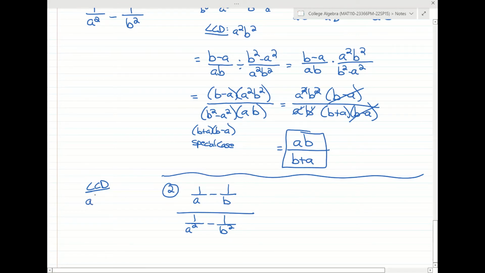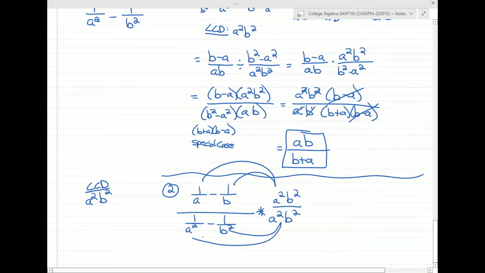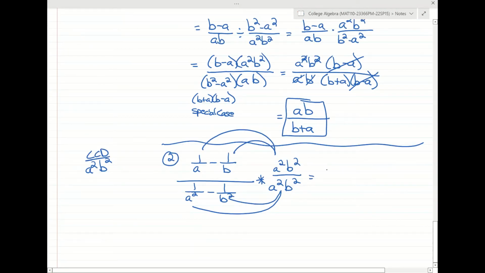Very good, a squared and b squared. Definitely need a factor of a, but actually need 2, so you go with a squared, and the same thing with the b. If you could figure that out, all we have to do is multiply the top and bottom by a squared b squared. And multiply everything by it. And terms are going to cancel, and we'll get an answer very quickly. So let's see what happens here.